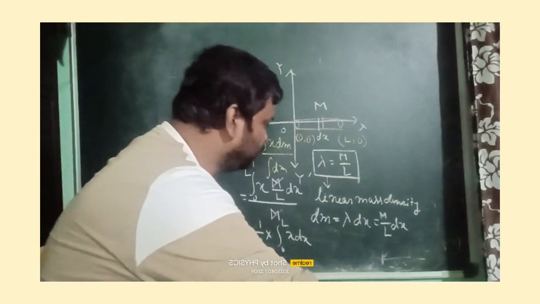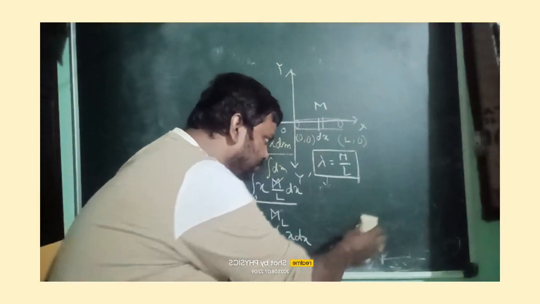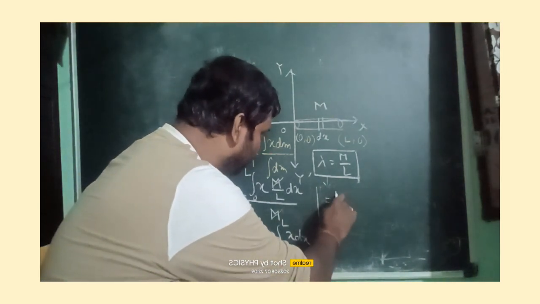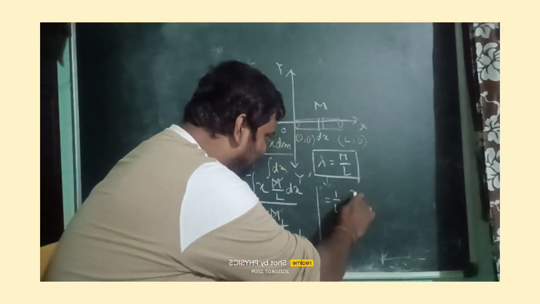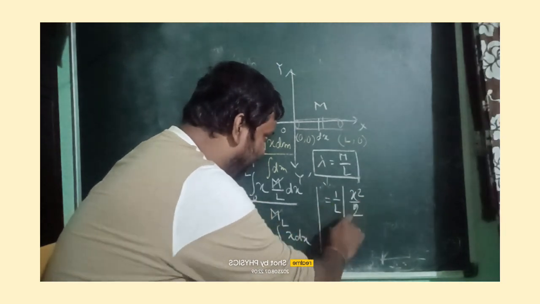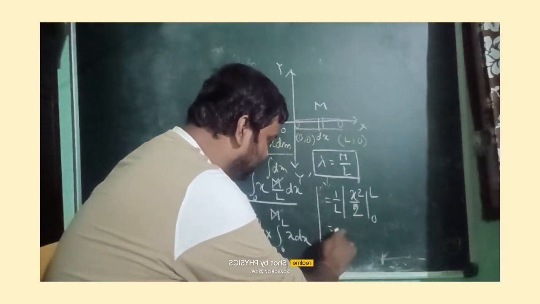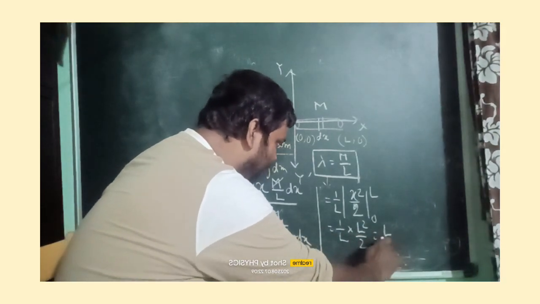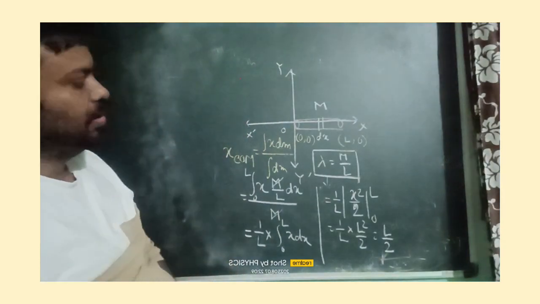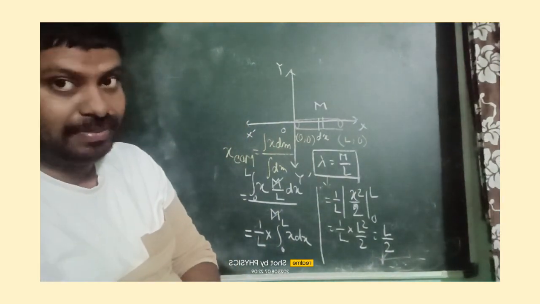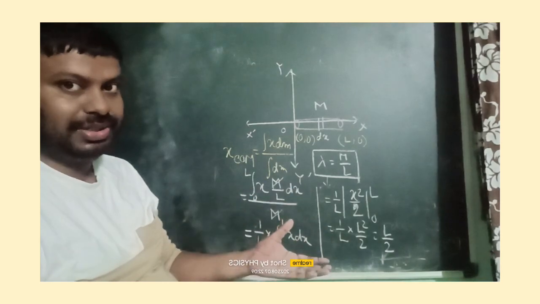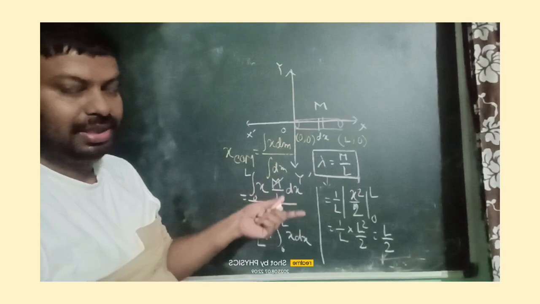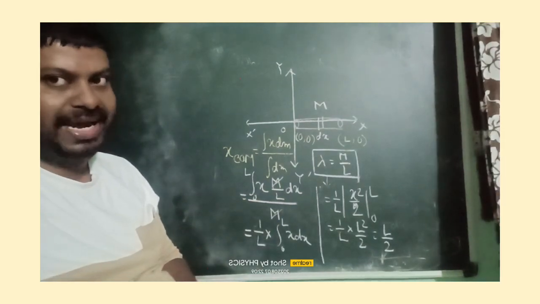Okay, now move to the next line. That is equal to 1 by L, x square by 2 is the integration of x, from 0 to L, that is equal to 1 by L into L square by 2, that is equal to L by 2. So the position of the center of mass for the rod is L by 2, which is the solution of that numerical. Now let's move to another numerical.